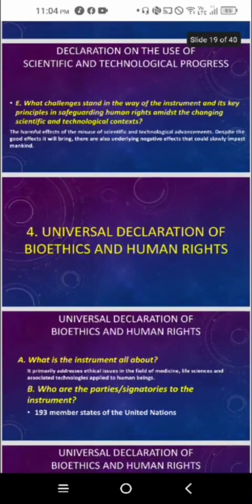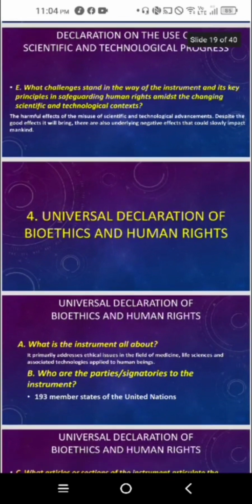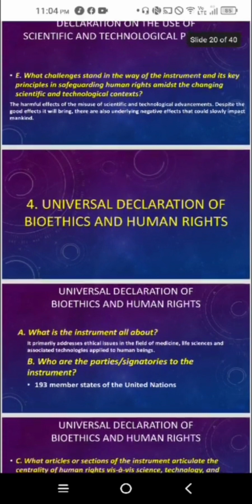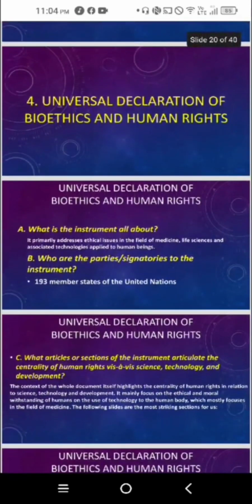What challenge stands in the way of the instrument and its key principles in safeguarding human rights amidst the changing scientific and technological context? The harmful effects of the misuse of scientific and technological advancements. Despite the good effect it will bring, there are also underlying negative effects that could slowly impact mankind.